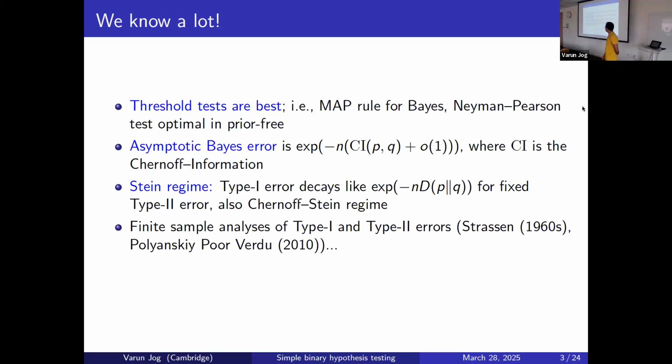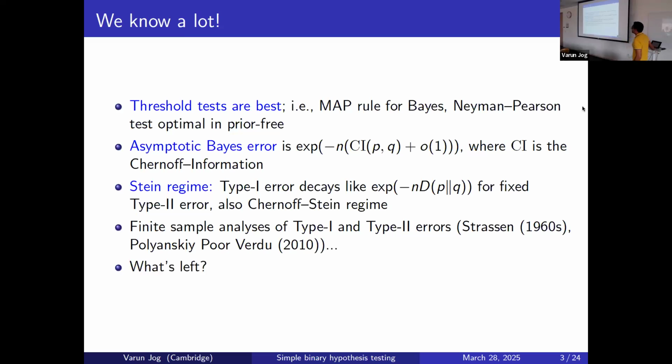Somewhat recent compared to the history of the problem, you can do what are called second order analyses of the error. These types of analyses were done in the 1960s, and they also showed up in a very famous work in 2010, which looked at finite block length information theory. Essentially, instead of just looking at the exponent of e to the minus n, what is the other term after that? What is that little o of one term? These papers try to characterize those terms. So that type of analysis is also done.